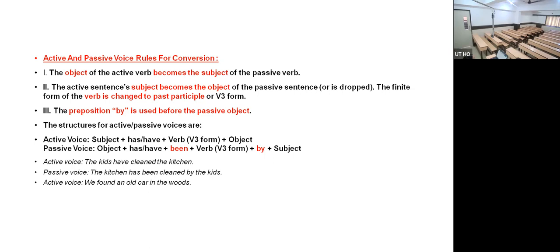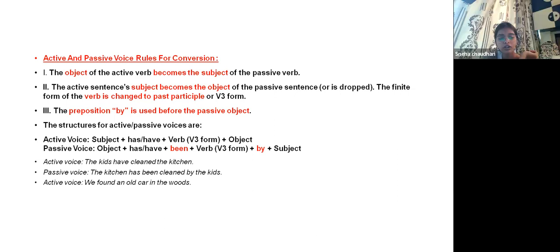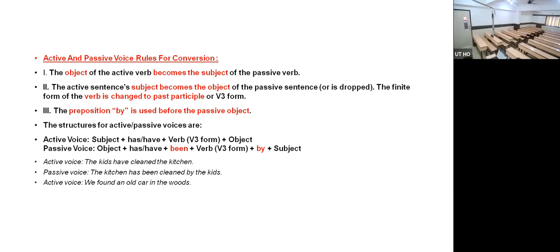Now, we found an old car in the woods. When you change this into the passive voice, it may seem a little odd. What would you do, Sneha? An old car has been found in the woods. And you can use by us or you can remove by us. An old car was found in the woods. Okay, so that was active and passive voice. You just have to remember, we won't go into further details. You know exactly how to go about it.